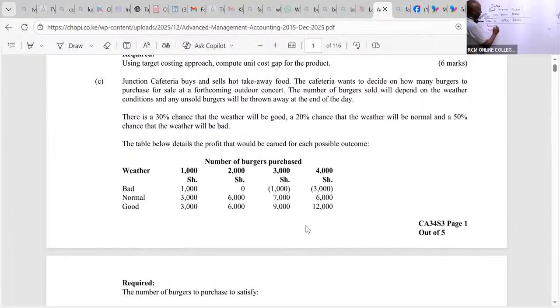Then we go to row number 3, which will be gotten from column number 3. Minus 1,000, 7,000, 9,000, 9,000. Then we go to row number 4, which will be born from column 4. Minus 3,000, 6,000, and then 12,000, isn't it?